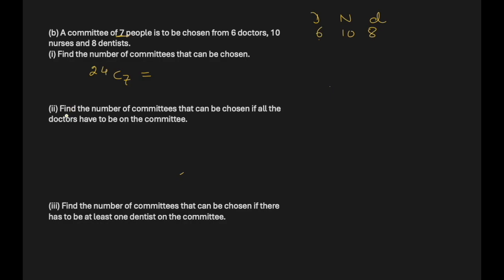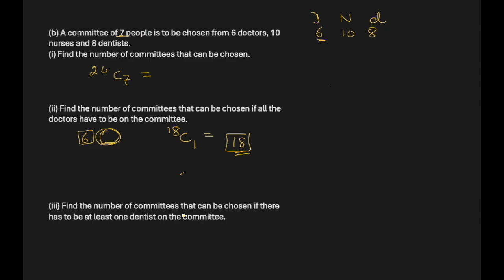Let's go to the second part. Find the number of committees that can be chosen if all the doctors have to be on the committee. All the doctors, that means 6 doctors. So 6 doctors are completely there. So what is left? The 7th person is to be chosen basically. So 1 person is needed from the remaining 18 people. And 18C1 is 18. That's the answer. No need to use a calculator for this one.